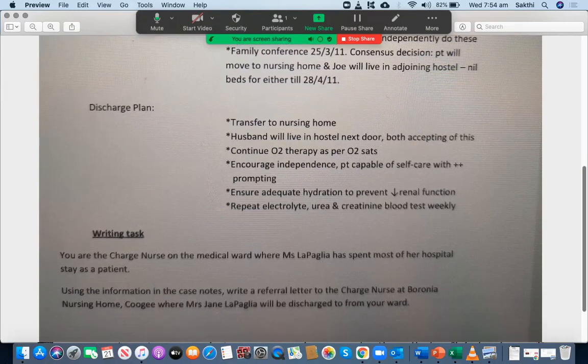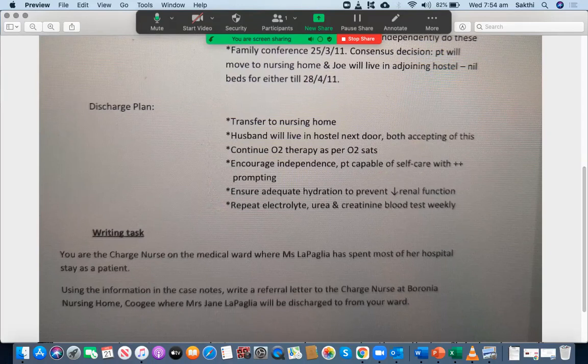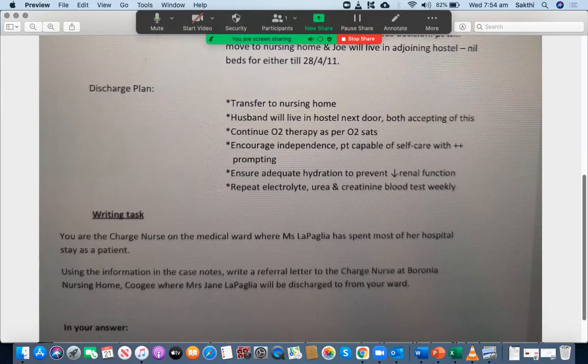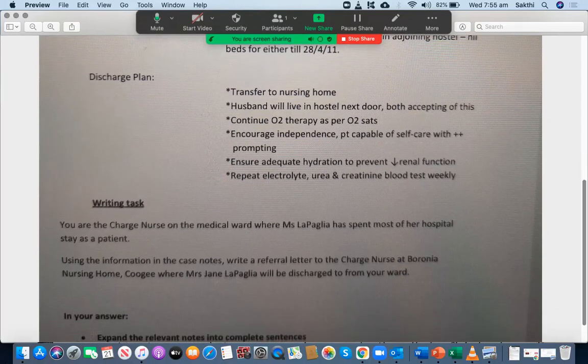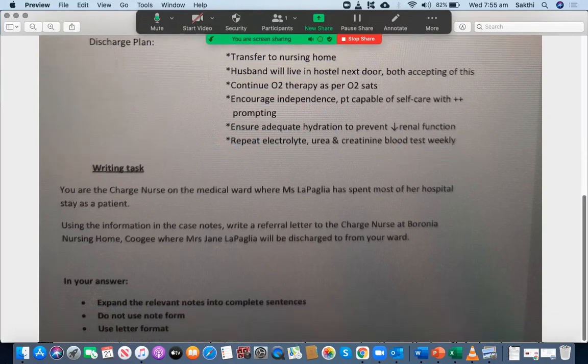Transfer to nursing home. Husband will live in the hostel next door. Both accepting of this. Continue therapy as per those saturations. All right, encourage independence. Patient capable of self-care with the prompting. Okay, encouragement. Okay, good. Should get nutrition. All right, repeat electrolyte. Yes, these tests need to be. I think, yeah, you have mentioned it already. That's good. You're the charge nurse. Spend nurse of the hospital dealing the information in the case notes. Write a referral to charge nurse. Okay, cool. That's good. All right.